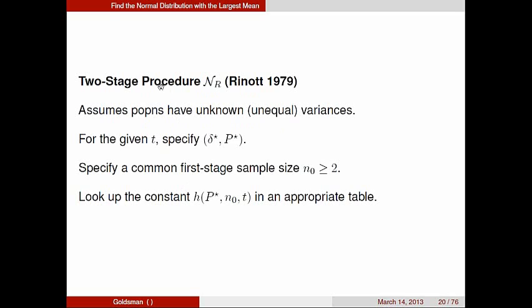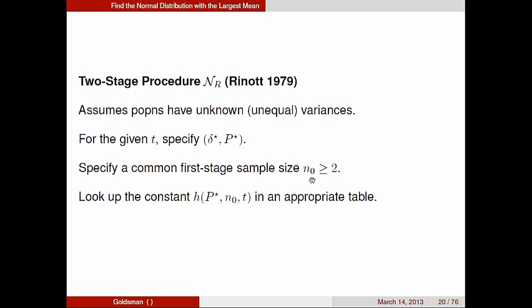I don't want to kill you with notation here, but this Rinott procedure, just like with the t distribution from baby stats class, assumes that the populations have unknown and potentially unequal variances. My Bechhofer procedure from the last page assumed everything was nice and the variance was known, and that doesn't really happen in real life. So just like before, I specify t, I specify delta star, my difference, and P star, my probability of correct selection that I want.